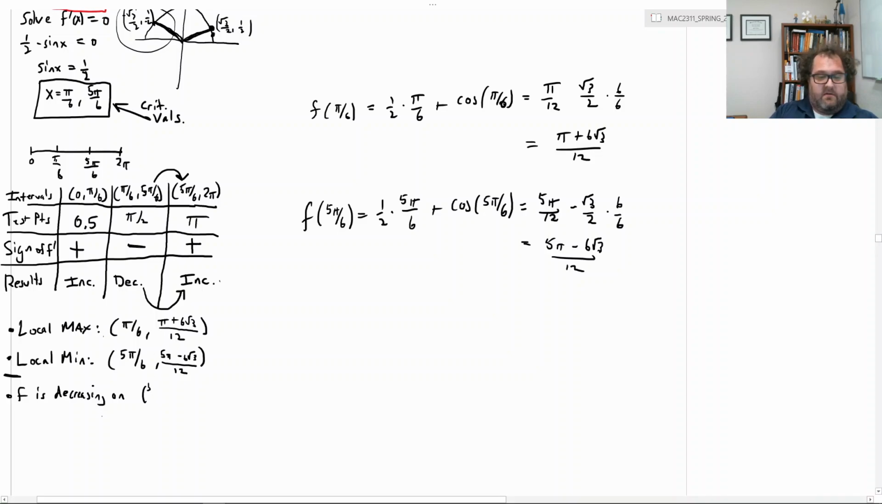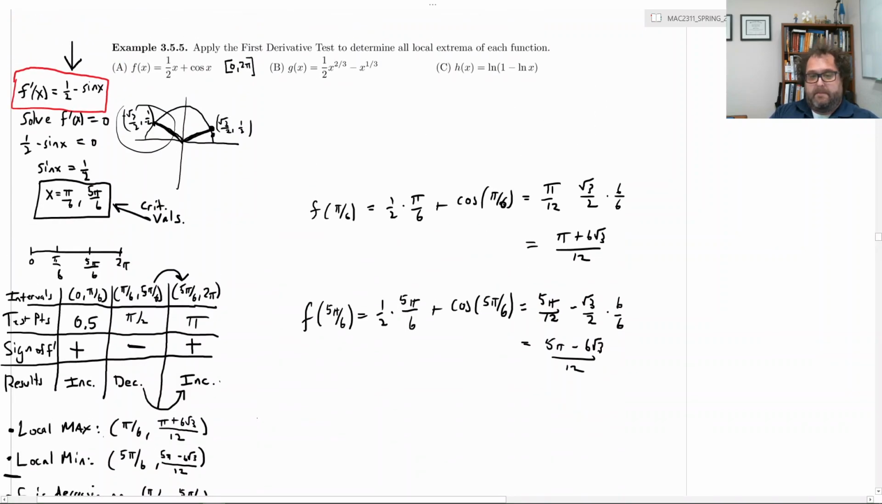And I just wrote a 5 again. π/6 to 5π/6. And f is increasing on, we said what, 0 to π/6 union 5π/6 to 2π. And there we go. I think we've done all of the first derivative analysis we can do on that function. Okay, so let's get this little bit of scratch work out of the way, and then we'll take a look at example B.